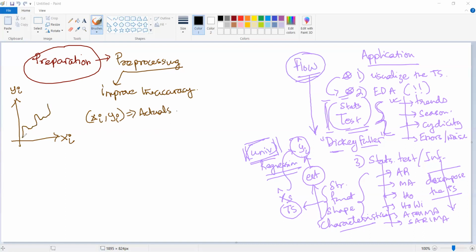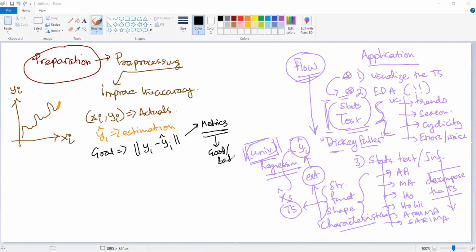For example, this is my time series as of now. After I've done the estimation, let's say I've got an estimation for the next 2 weeks, which looks something like this. So this becomes my yi hat, which is my estimation. If this is my estimation, what is my final goal? My objective is as simple as yi minus yi hat. I'm also going to define these kinds of metrics, which determine how good or how bad the estimations are.